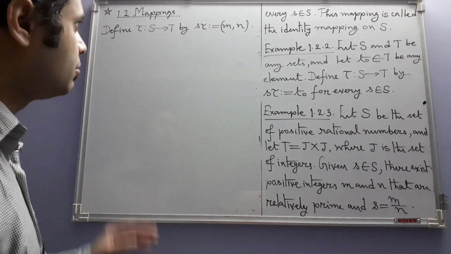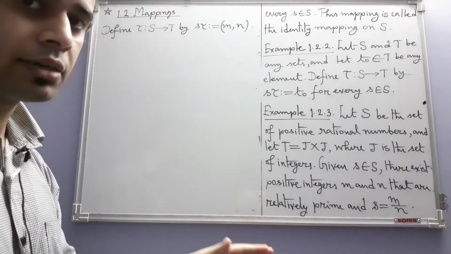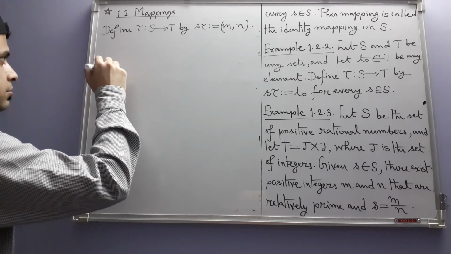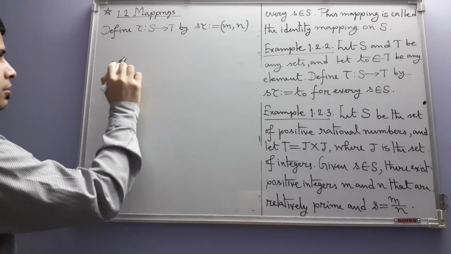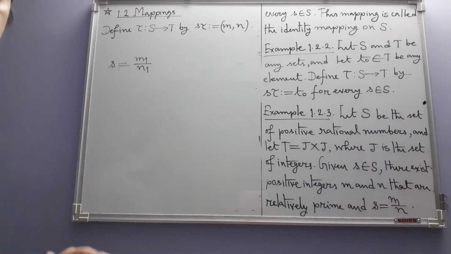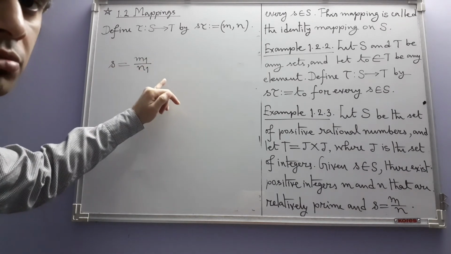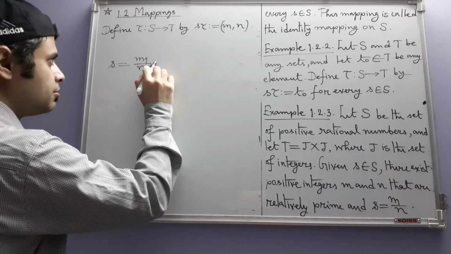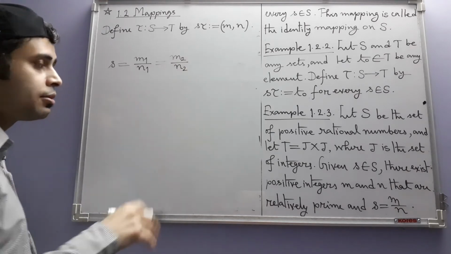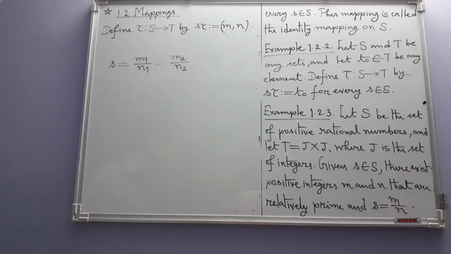Now note that although we have said all these things and we have defined the function like this, we have to make sure that whatever we have done is well defined, because you see, I have a positive rational number. I have been able to write it as a ratio of two positive integers which are relatively prime. Now, is it not possible that I may have two other positive integers whose ratio is also equal to s, and these two are also relatively prime?